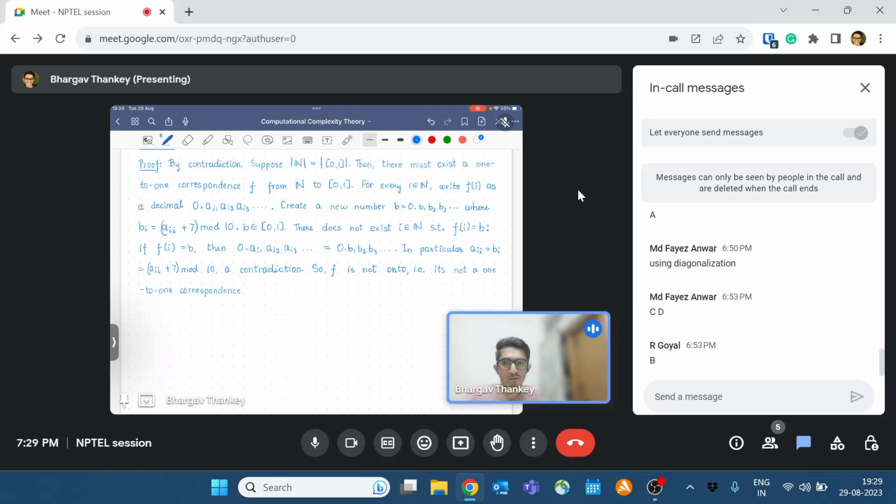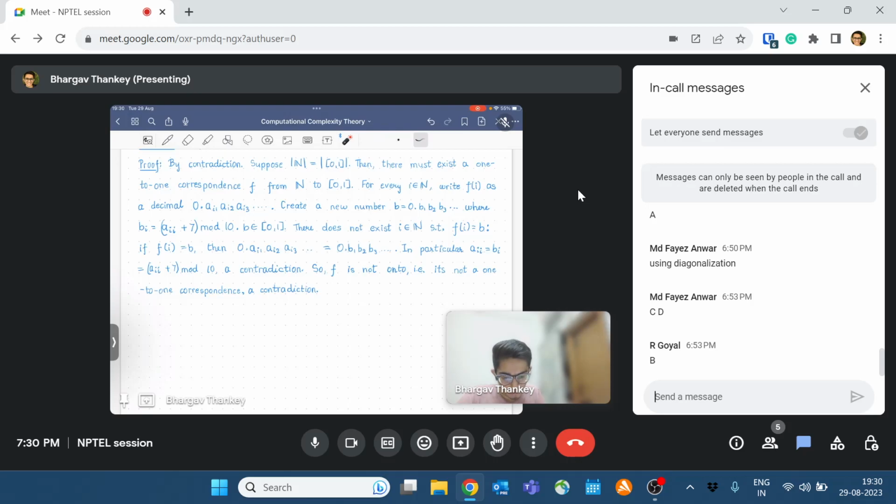Yeah, because a one-to-one correspondence is just a one-one onto function. We have shown it's not onto, so it can't be a one-to-one correspondence, right? Okay, and this is a contradiction, right? Because what was our assumption? We assumed that there exists a one-to-one correspondence from N to (0, 1), right?